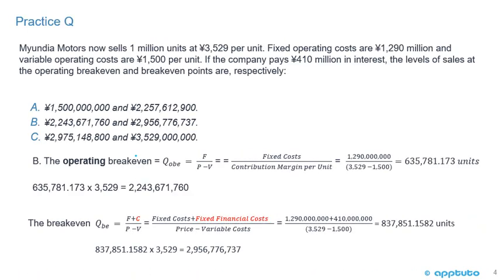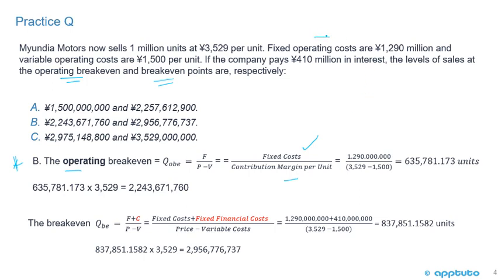So the correct answer is B. As I said, you have to be very careful knowing the difference between the operating break-even and the break-even. That's why this is a great question. I've put again in bold, the operating break-even is the formula that we're usually most familiar with, which is our fixed costs divided by our contribution margin per unit.